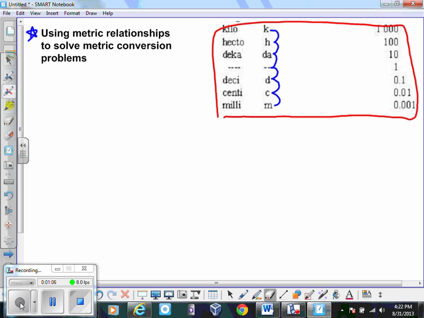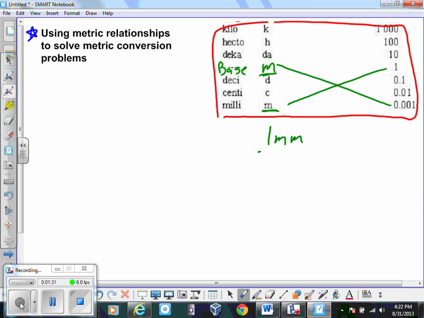Okay, so just to review how we find our relationships, this is where the base is, remember. Let's say that we're talking about meters right now, and we want to find the relationship between meters and millimeters. So what you do is you cross the numbers in the table, and you say 1 millimeter is equal to 0.001 meters, and that's our relationship. Okay, and that makes sense, right? Because there are 1,000 millimeters in 1 meter.